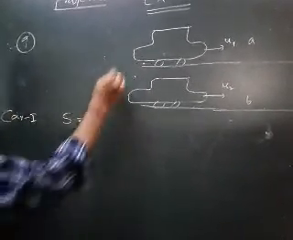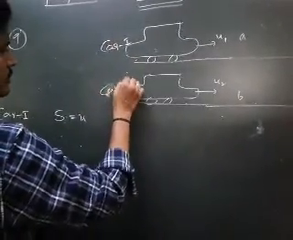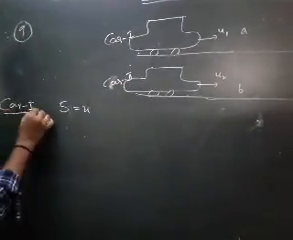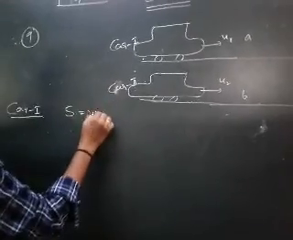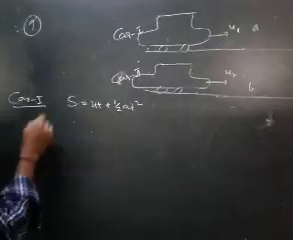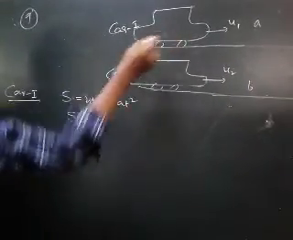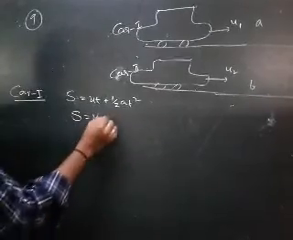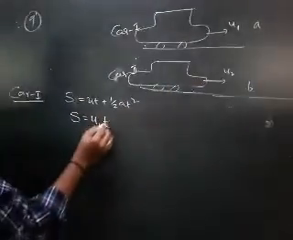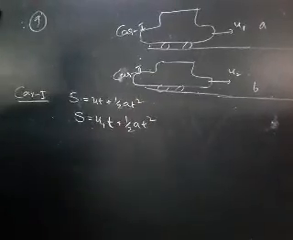Car 1. Then car 2. Right? Then for car 1, s is equal to ut plus half a t square. Therefore, s is nothing but the displacement here, with initial speed u1 and the same time t, both of them covering half a t square.